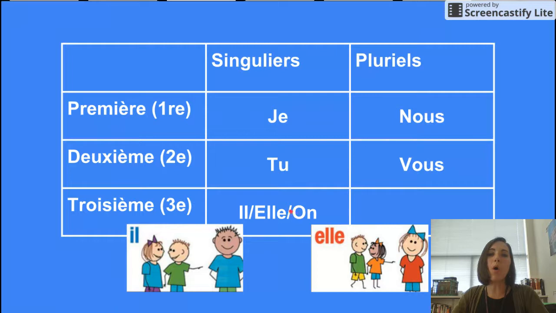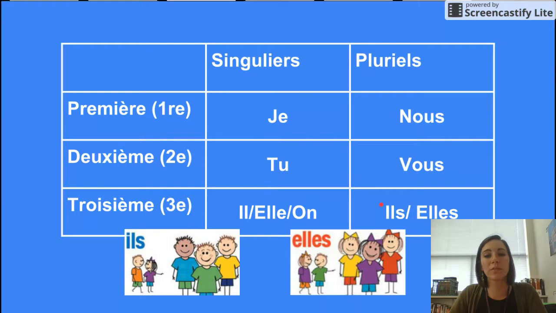And then we use on when we're talking about an unspecified person. So in English, a lot of times you'll say, oh, it's important that you do your homework. In French, we use on instead of saying you when we're not talking specifically about one person or to one person, okay? So we could say, il faut qu'on fasse les devoirs. One must do the homework, or it's important that you do your homework. It's important that one does their homework. On.